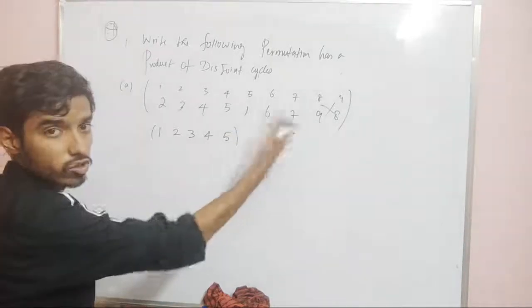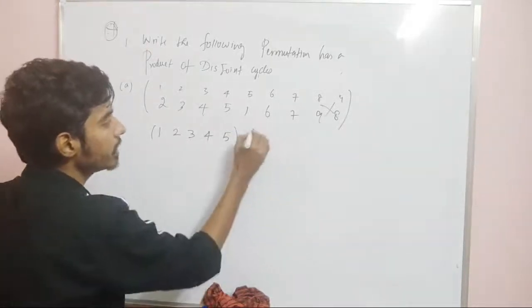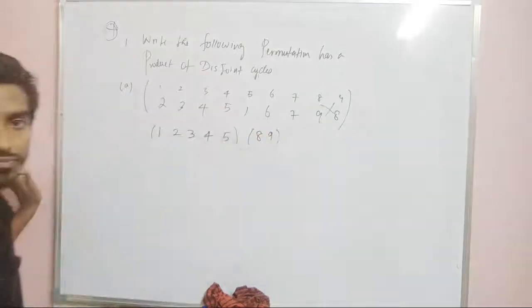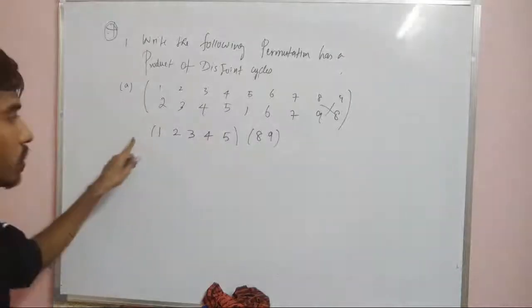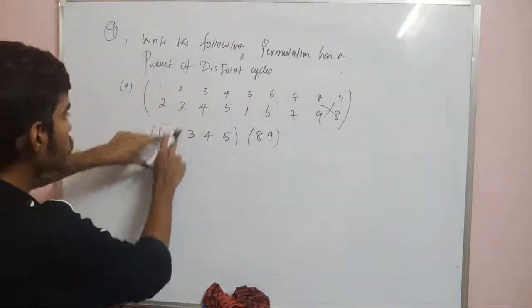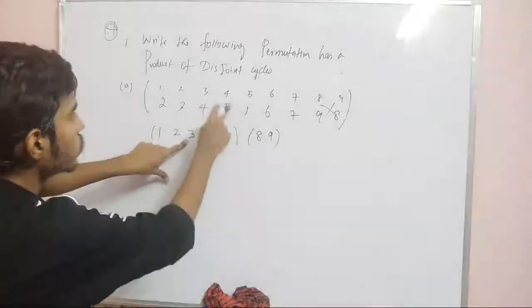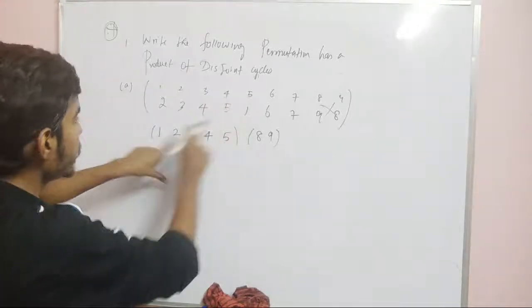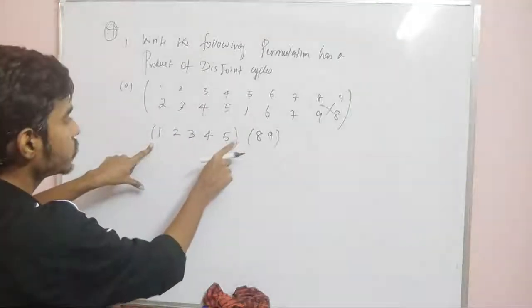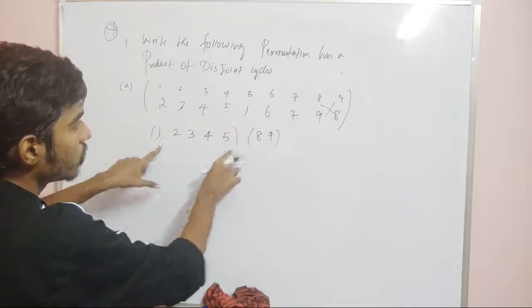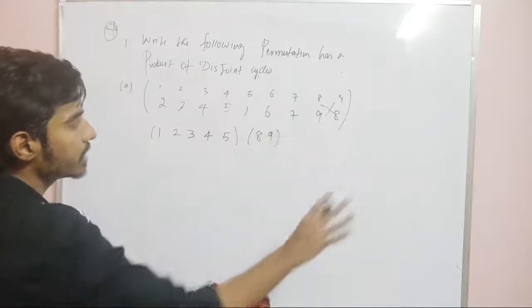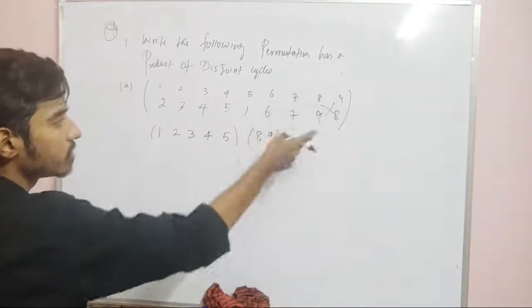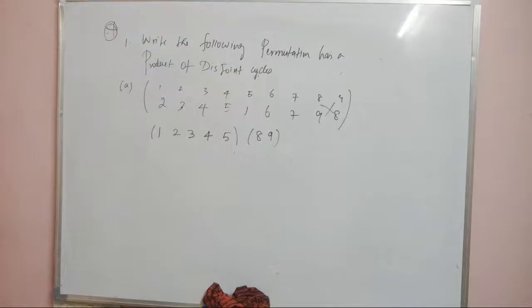6 and 7 are fixed, so we don't need to write those in the cycle. 8 and 9 are reversed. So you need to stop when you get 1 again. 1 goes to 2, 2 goes to 3, 3 goes to 4, 4 goes to 5, 5 goes to 1 again. That means we are getting the same element back, so you just close the cycle. Now you form another cycle. 6 and 7 are fixed, so you don't need to write them. 8 and 9 are reversed, therefore (8 9). That's it. This question carries 6 marks.